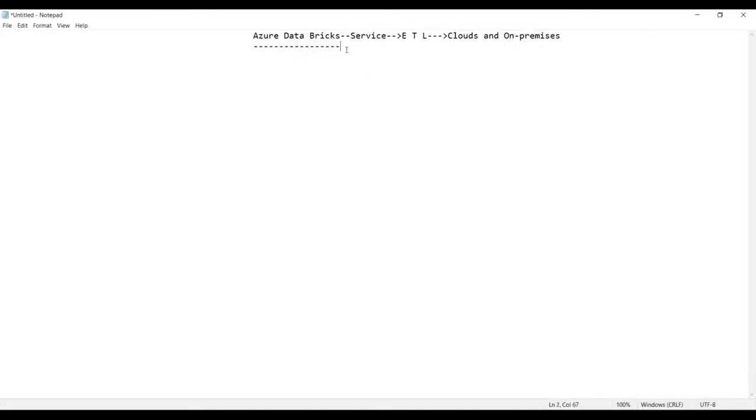So what is basically an ETL? ETL, as we know, stands for extraction, transformation, and loading. Now, guys, when it comes to extraction, transformation, and loading, this is a process.